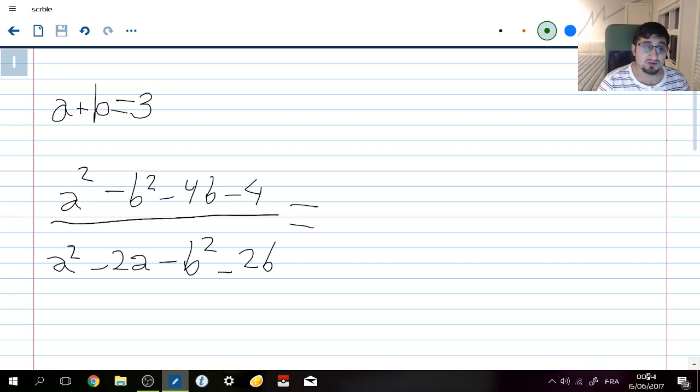And for today's video, a friend of mine sent me a problem and wanted to see how I would solve this problem. Now this is the problem. We're given information that a plus b equals 3. Given that, we need to know the value of this fraction over here. On the numerator, or top side, a squared minus b squared minus 4b minus 4. And over here on the denominator, a squared minus 2a minus b squared minus 2b.